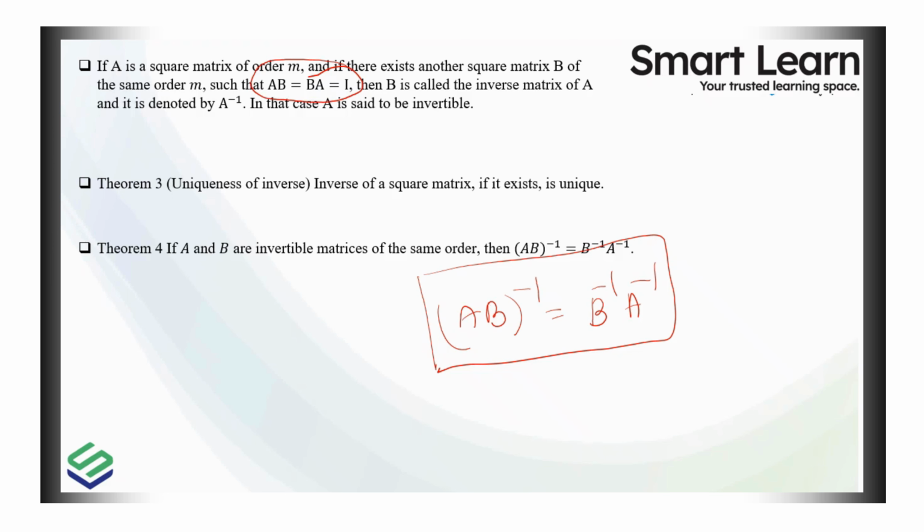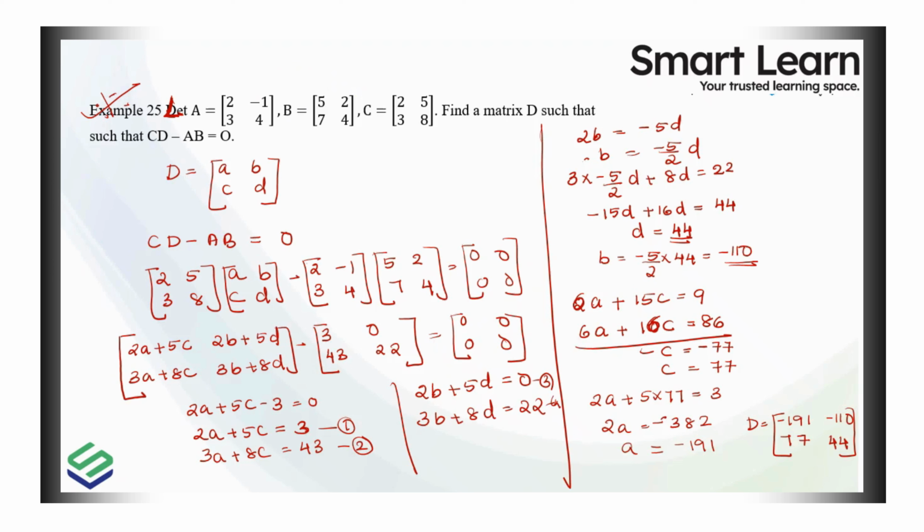Next we studied, we did a problem like this. This is also a very important problem, children. Here let A, B, C matrices be given. You have to find a matrix D such that CD minus AB is equal to 0. So first you have to take D matrix as a, b, c, d, a 2 by 2 matrix. Then only the operation will be possible, right? So first you have to do the matrix multiplication of CD, then AB.